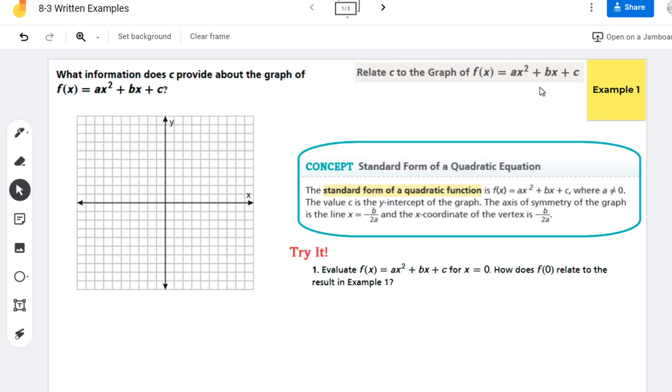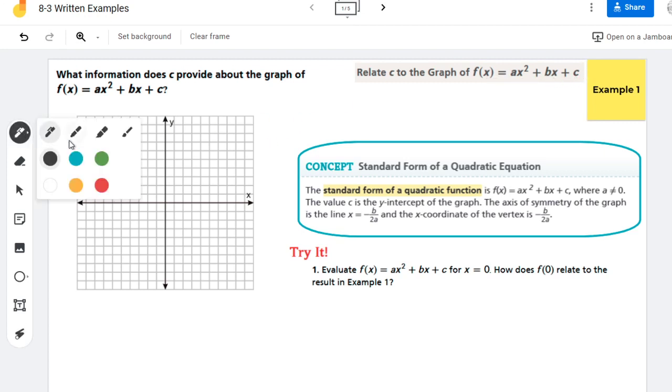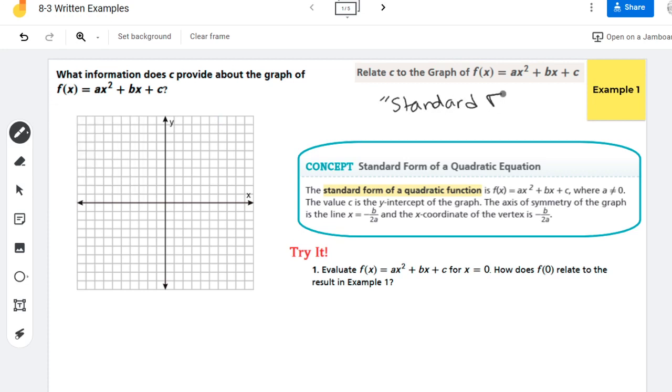In today's video, I'm covering example 1 from lesson 8-3 in the SavvasRealize Algebra 1 textbook. The goal of today's video is to relate c to the graph of f of x equals ax squared plus bx plus c. Remember, we call this the standard form of a quadratic. Okay, you guys know standard form because you've seen it when we factored. So I just want to tell you what information c tells you about the graph.